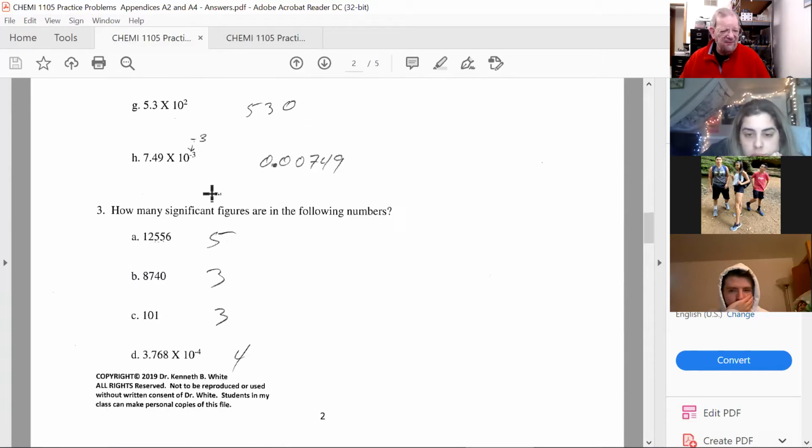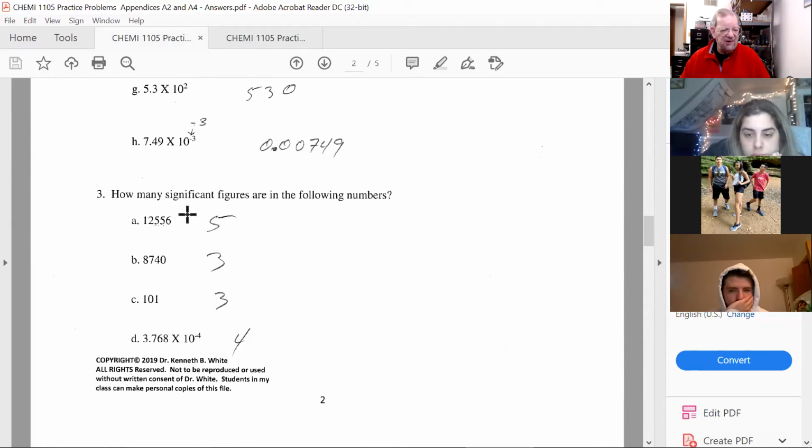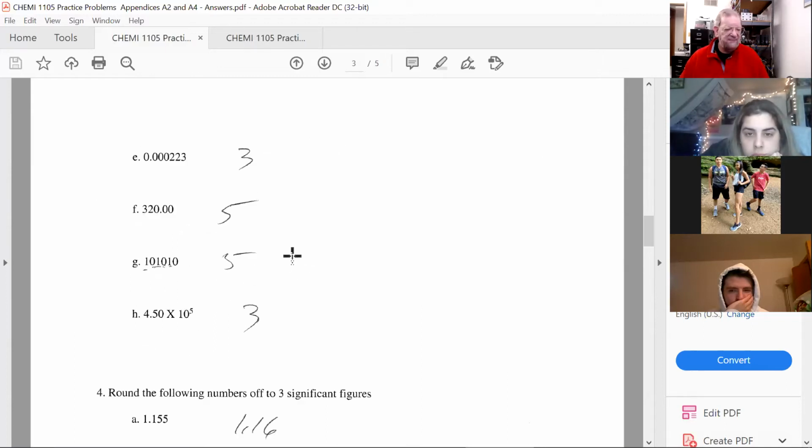All right, next, number 3. How many significant figures are in the following numbers? And here, all non-zero numbers are significant. So A has 1, 2, 3, 4, 5. Zeros at the end without a decimal are not. All non-zero numbers are. So in B, I have 8, 7, and 4. That's 3. But the 0 at the end, there's no decimal, so it's not significant, which is why there are 3.